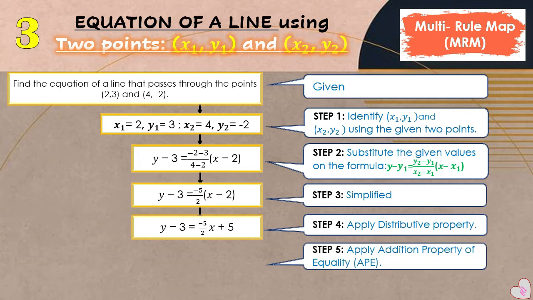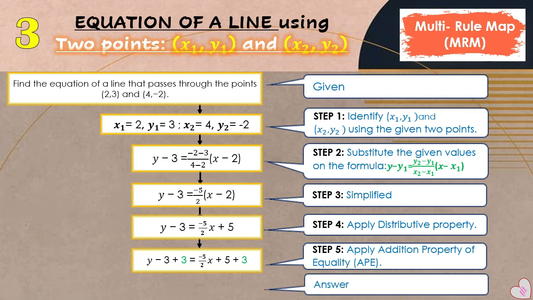Step 5. Apply addition property of equality or APE. So we need to eliminate minus 3 beside y on the left side. So you have to add 3 for the additive inverse or opposite number. So plus 3 left and right. For the final answer, we have y is equal to, so negative 3 plus 3 is equal to 0, no need to write, equals negative 5 over 2x, and then 5 plus 3, you have plus 8. So for the final answer, you have y is equal to negative 5 over 2x plus 8.